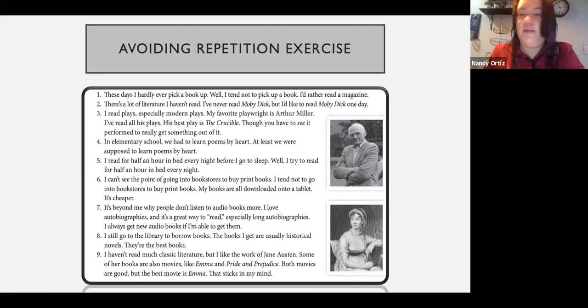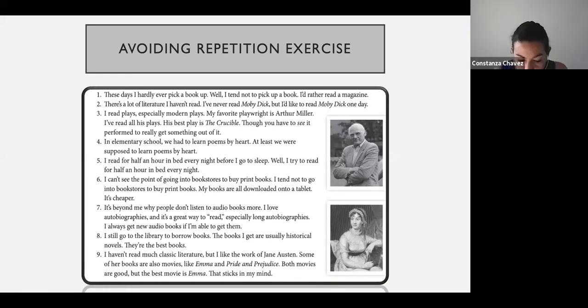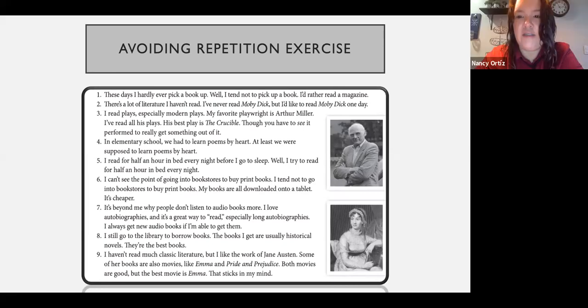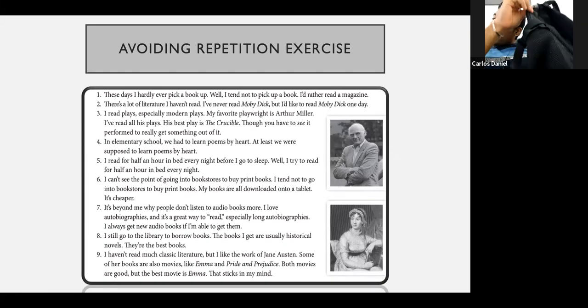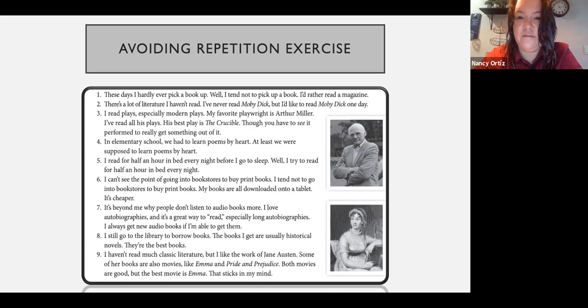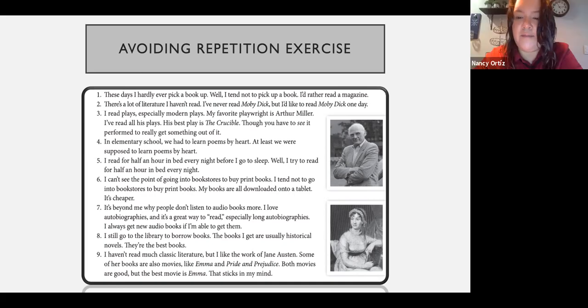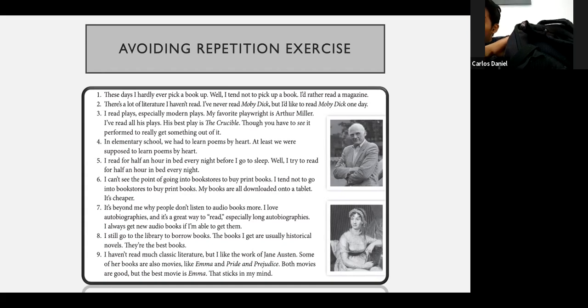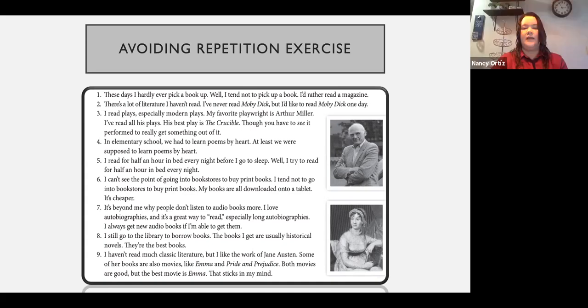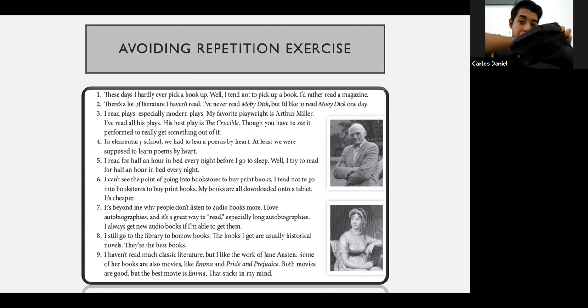So, okay, Constanza, please read number 2. There's a lot of literature I haven't read. I've never read Moby Dick, but I like to one day. But I like to, okay, very good. Do you guys agree? Do we eliminate read Moby Dick? Yes. The thing I did was, it's a whole sentence, so I also removed one day. I never read Moby Dick, but I like to. I think we don't need to remove one day because it's expressing eventually, right? Okay. But you eliminate just the repetition.